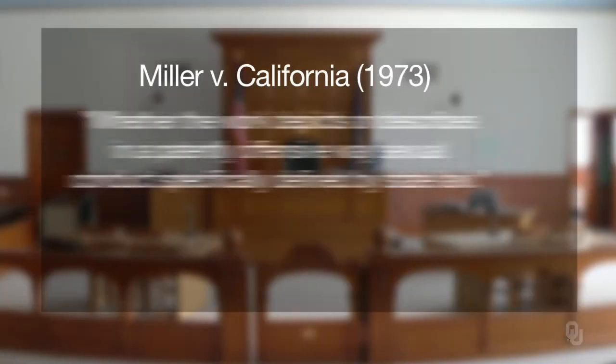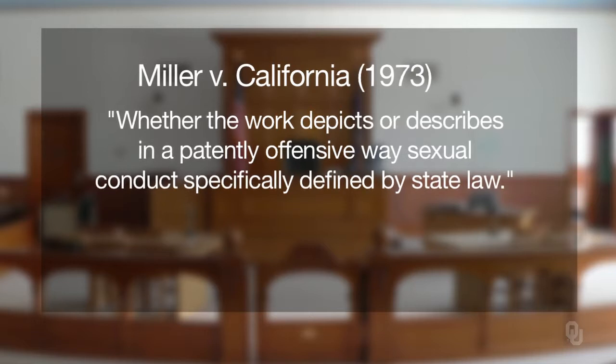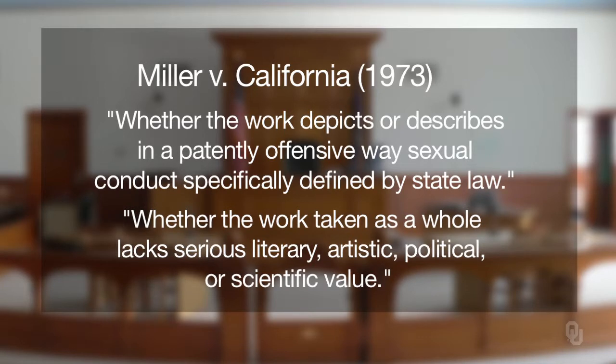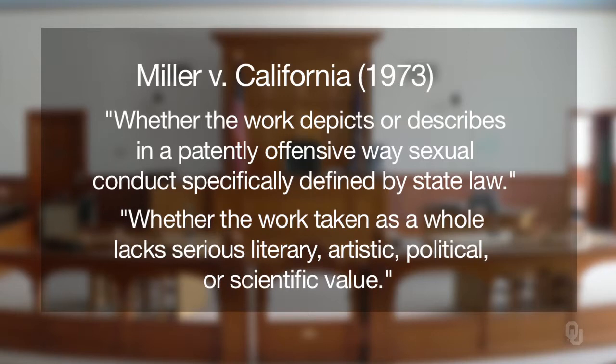In 1973, in Miller v. California, the court rejected the utterly without redeeming social value prong from the Roth test. It kept the language about the material appealing to prurient interests, but importantly, it added two prongs: whether the work depicts or describes, in a patently offensive way, sexual conduct specifically defined by state law, and whether the work, taken as a whole, lacks serious literary, artistic, political, or scientific value. The result was a greater deference to states and local communities in deciding what kind of material is obscene and what kind is not.